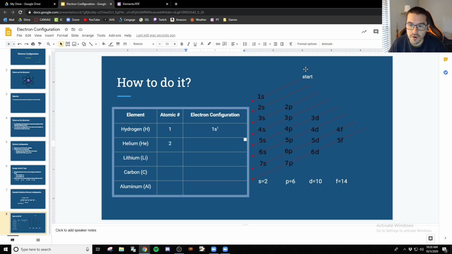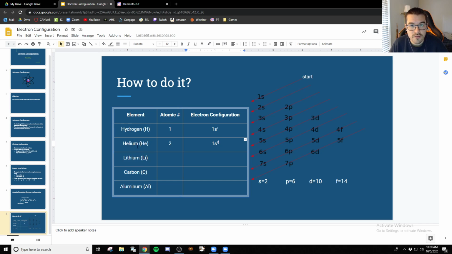I'm going to start up here at the top, and I'm going to go down here. The first place I get to is the 1s orbital. That's going to be the first place for every single element. Every single element is always going to start with 1s. S orbitals can hold 2 electrons. I have 2 electrons, so that's it. That's all I'm going to write. That is my answer. That is the electron configuration for helium.